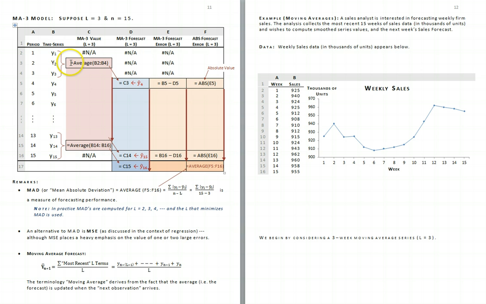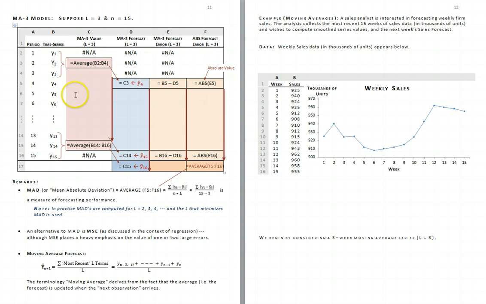The first centered smooth series value is the average of the first three actual series values, Y1, Y2, and Y3, and the first smooth series value is identified with period 2 in the center of the 3 periods being averaged over. The second smooth series value would be the average of Y2, Y3, and Y4, and would be identified with period 3.